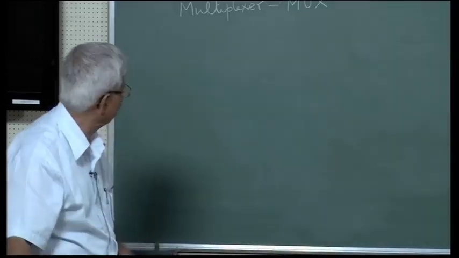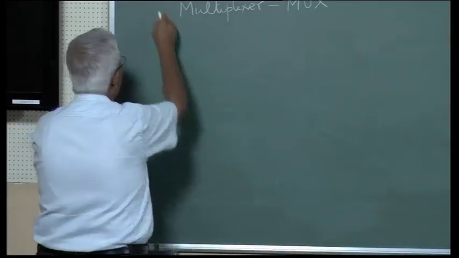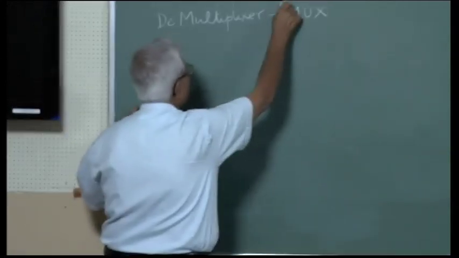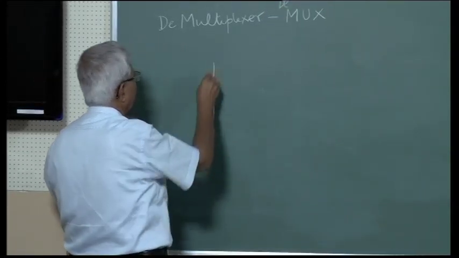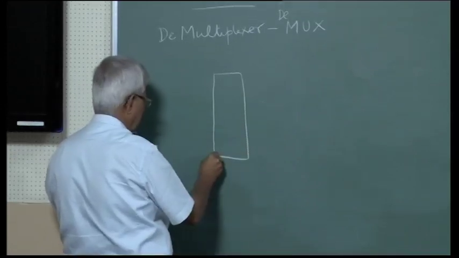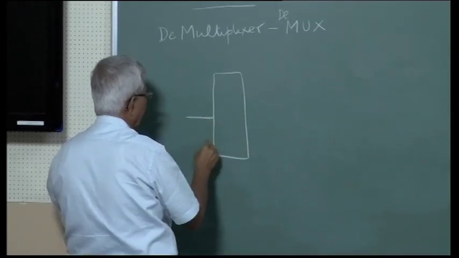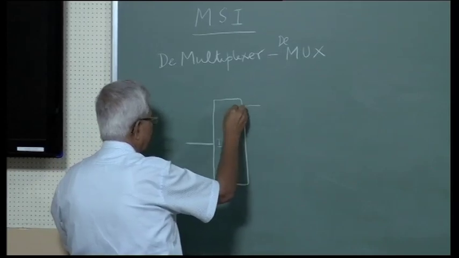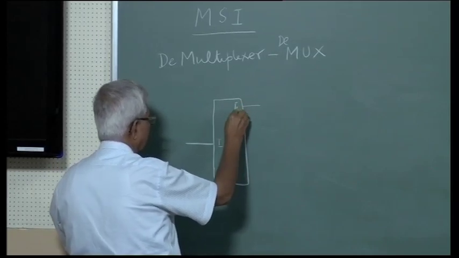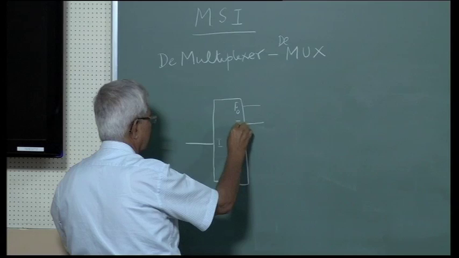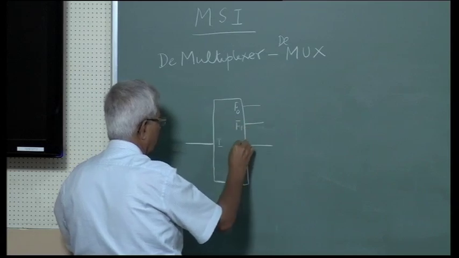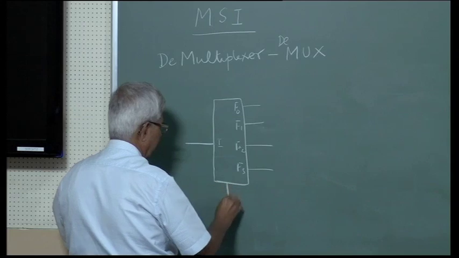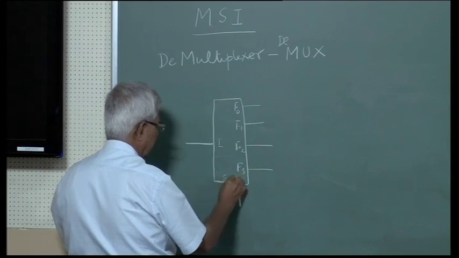A demux, we have one input, I will call it I, and outputs F0, F1, F2, F3, again based on 2 selectors.